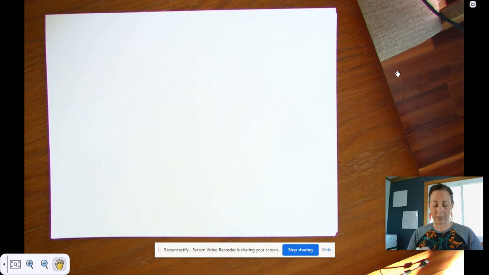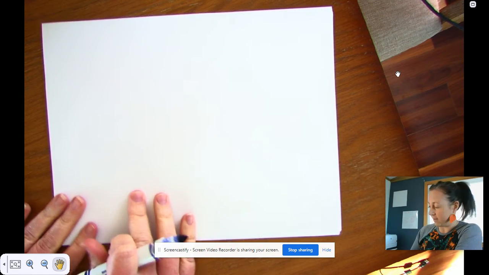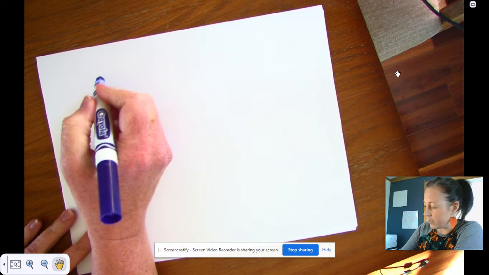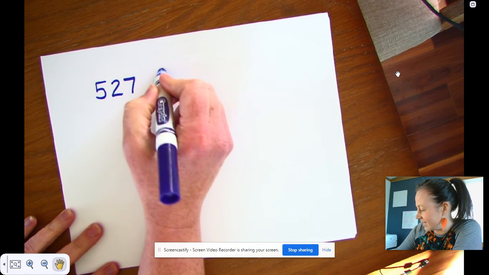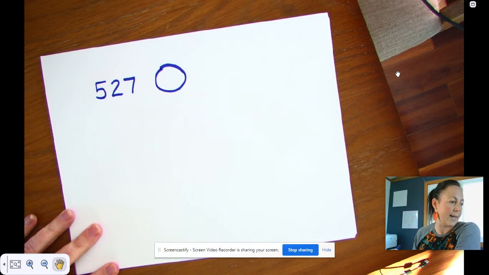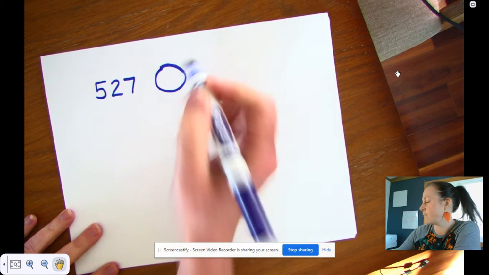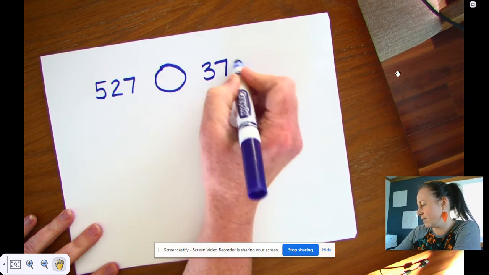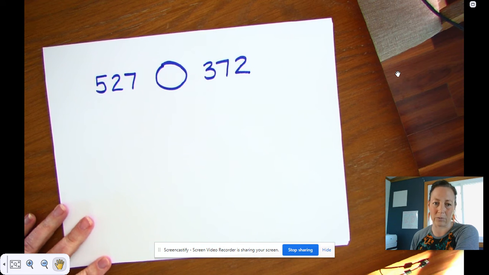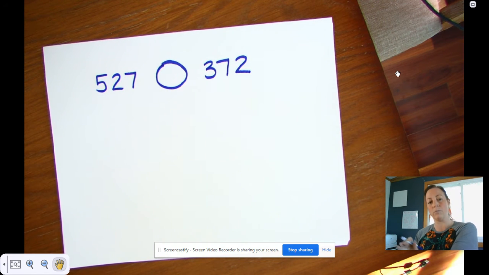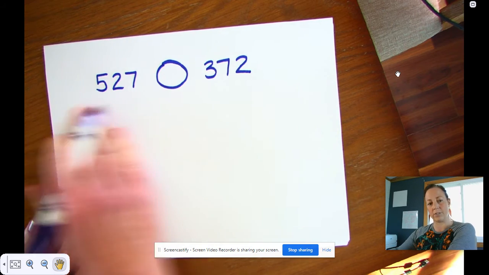So when we compare two numbers, I just want to bring you back again to place value. So if we had a number such as 527 and 372, and we were going to compare those two numbers, we want to look at the place value. And we always start at the left and move our way to the right, just like when you read a sentence, right? You start at the left and you go to the right.